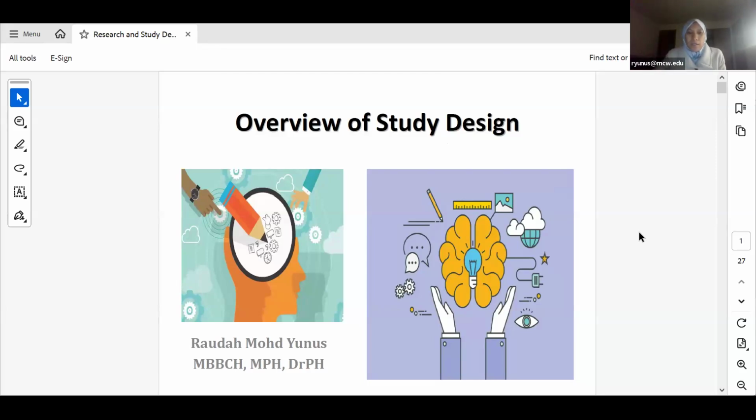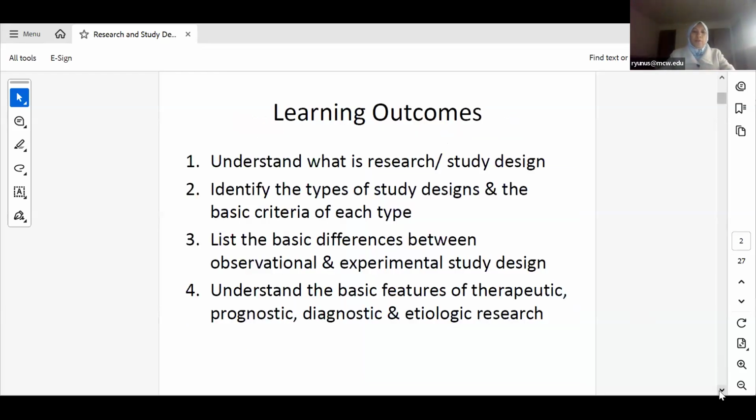Okay, so this is the introduction. I've prepared the learning outcomes for all of you. What we're trying to achieve today is that first we will understand what is research and study design, and then we'll try to identify the classification, the types of study design, and the basic criteria of each type. And then we'll try to learn the basic differences between observational and experimental study design.